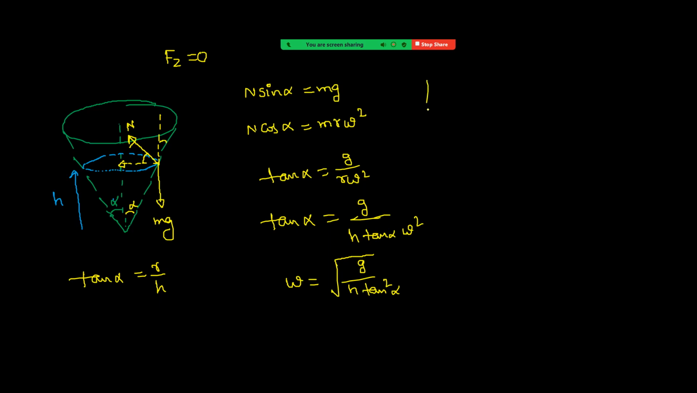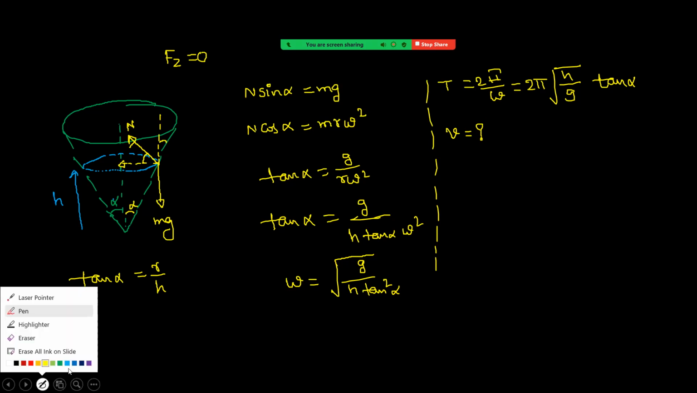After having the omega value, now we can write the time period is 2 pi by omega, that is 2 pi under root of h by g into tan alpha, right? This is now the time period in terms of the given height and angle. Suppose the question is like, find what the speed is. Then see how to solve.